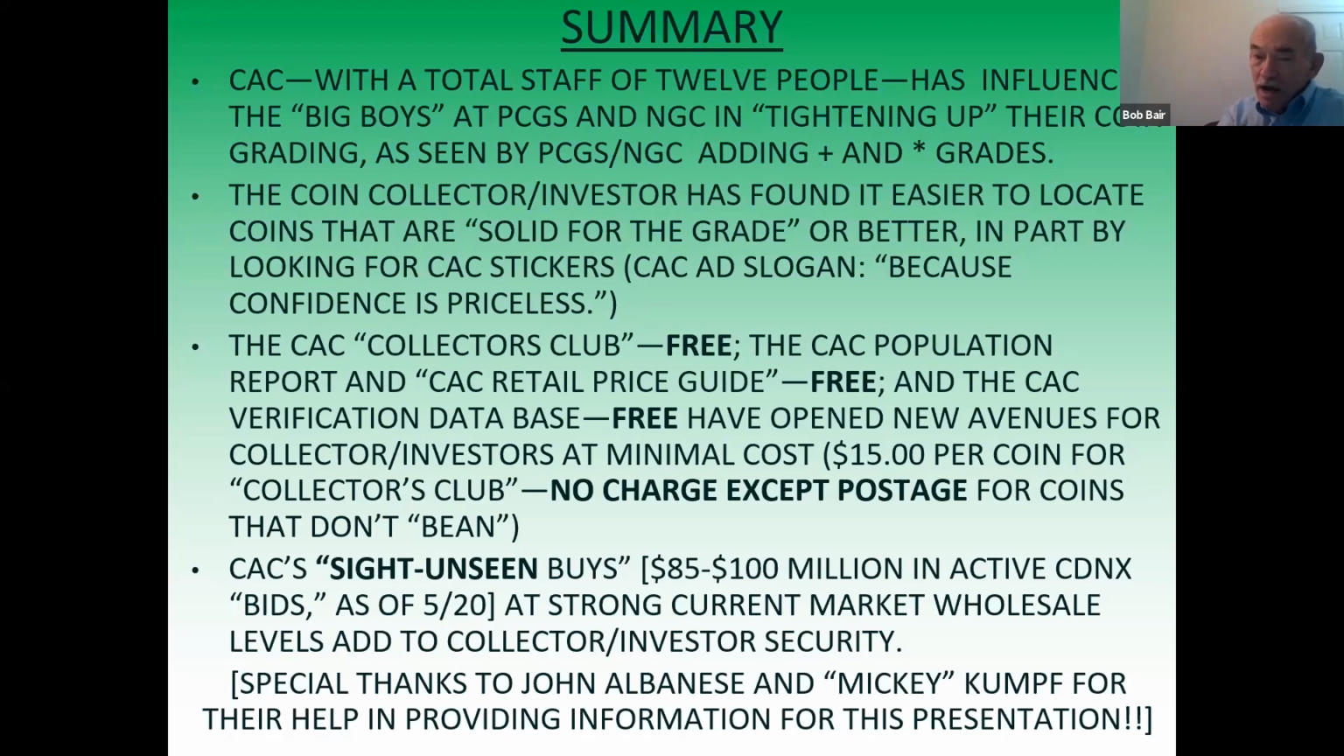Lastly, sight unseen buys. You've seen that about 10 times in this presentation. $85 to $100 million in active CDNX bids as of May at strong market wholesale levels. Add to collector investor security. And I've got to give thanks again to John Albanese for helping me with information over phone calls, and Mickey Kumpf, his right-hand person, who's completely in charge of the office, for their help in updating the data for this presentation.